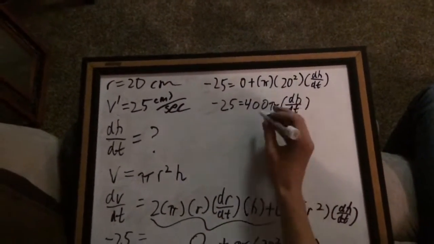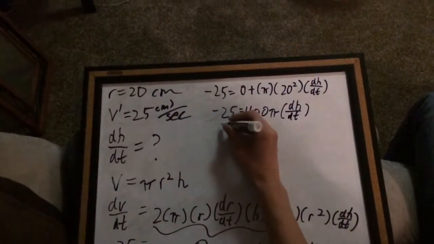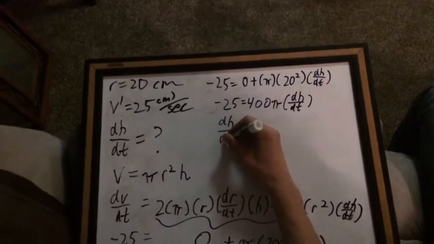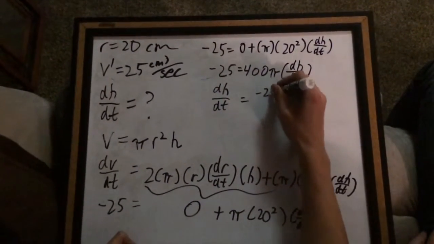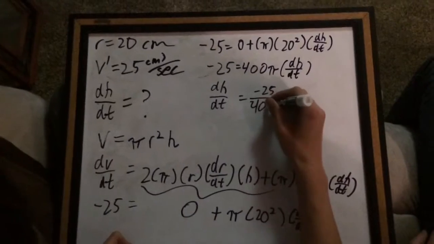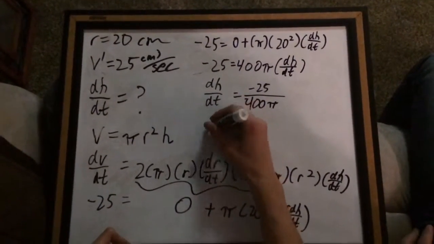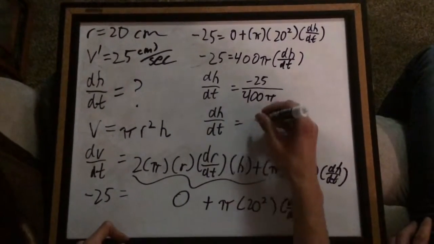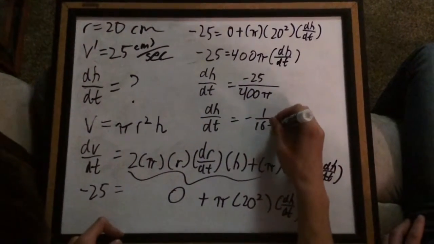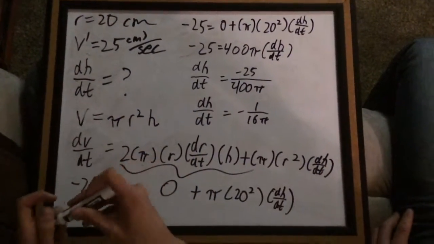Then we're gonna isolate the variable. So it's gonna be dH over dt is equal to negative 25 over 400 pi, which we can simplify. So now it's dH over dt is equal to negative 1 over 16 pi. And that's the rate at which your height is changing.